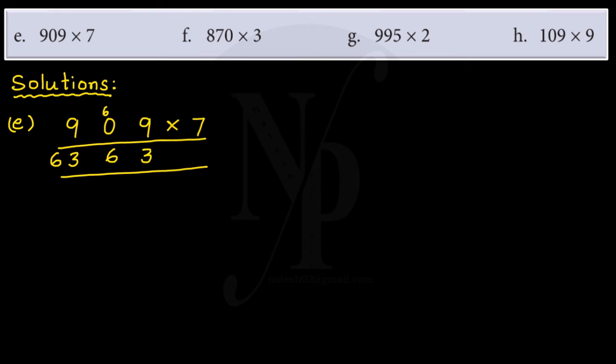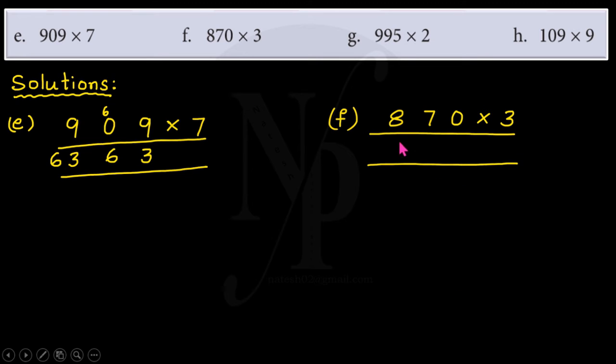Similarly, now let us take question F, that is 870 into 3. Let us write down these numbers here first and we will solve. Here I have written question F, 870 into 3. Let us multiply now. So 3 into 0 is 0. So we write 0 in the ones place here.